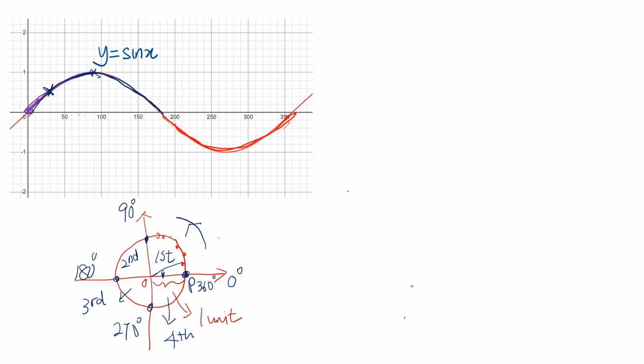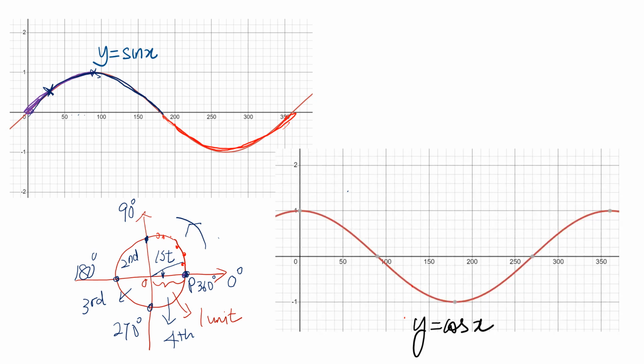But for the cosine curve, it's a different story. If you look at the cosine curve, take the cosine of any angle that is between 0 to 90. You will see that the cosine of any angle between 0 to 90 will give you a positive value. That explains this part of the curve, which is above the x-axis. That's why it's a positive value.